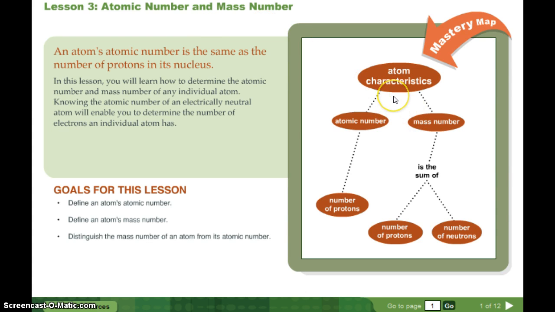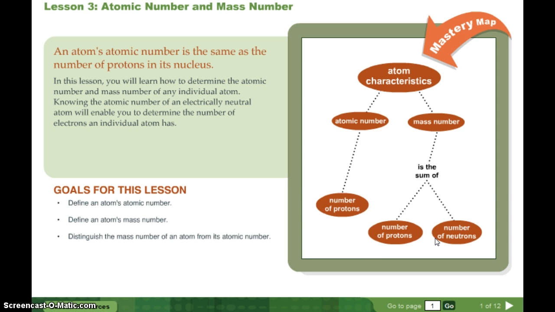All right, let's look at atom characteristics. We have the atomic number, which is simply the number of protons. We also have the mass number, which is the sum of the number of protons plus the number of neutrons. An atom's atomic number is the same as the number of protons in its nucleus. In this lesson, you will learn how to determine the atomic number and mass number of any individual atom.